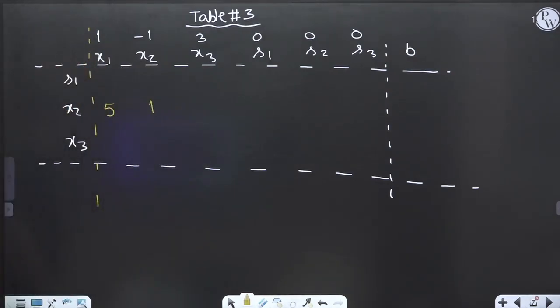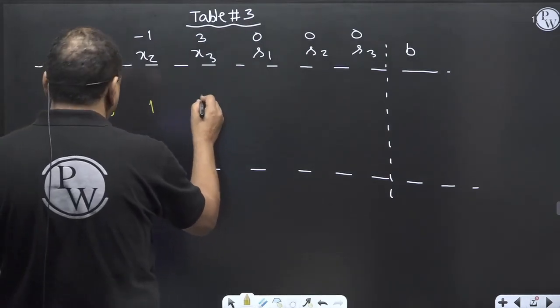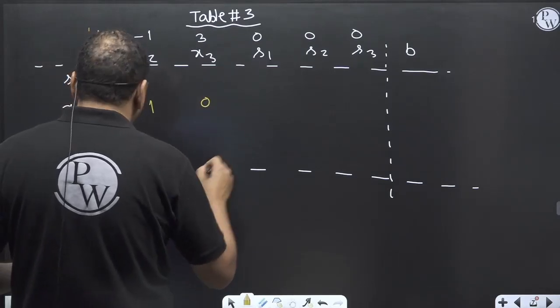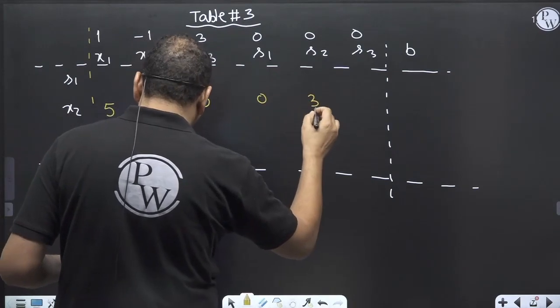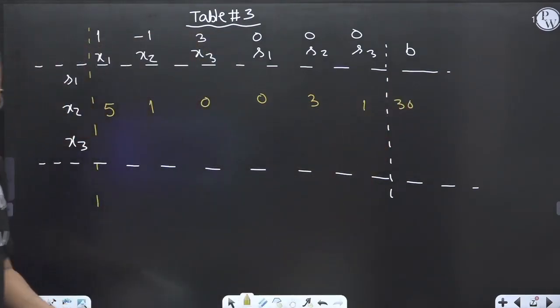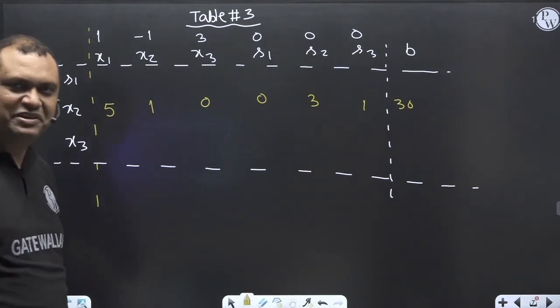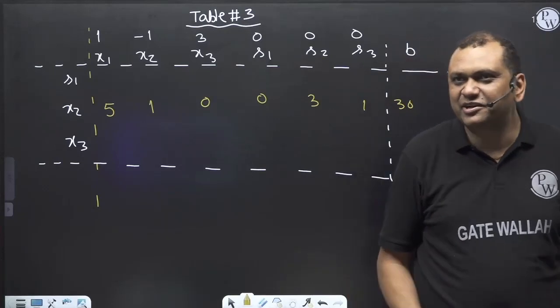So I have solved this thing, and in fact it is from my book. 5 1 0, 0 3, 1 and 30. It's my book basically. I have 3 books: one production, one industrial engineering, and a third one which is not related to you.